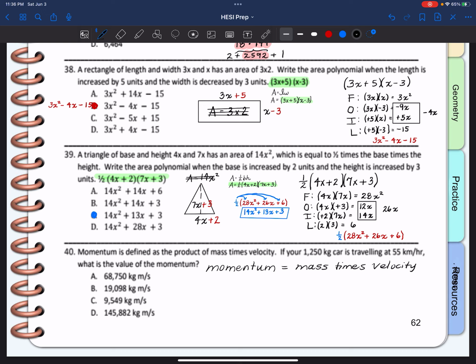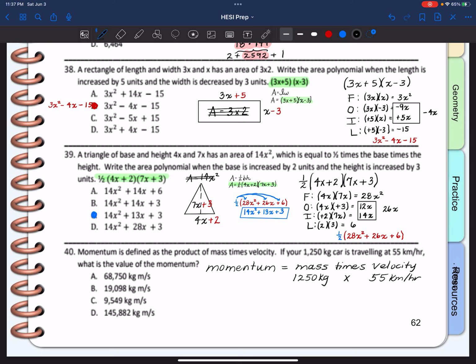If your 1,250 kilogram car, that's mass, is traveling at 55 kilometers per hour, that's velocity. What is the value of the momentum?